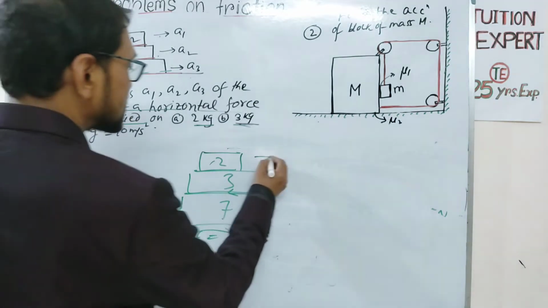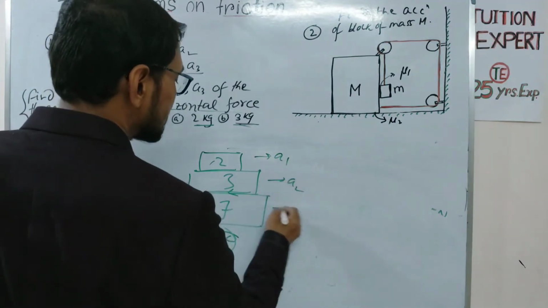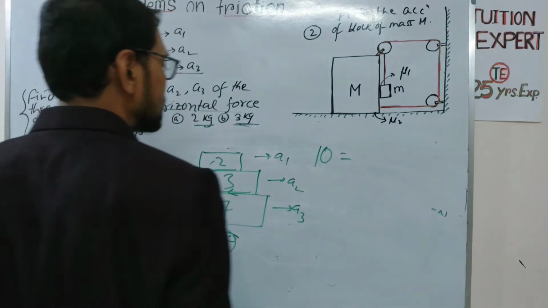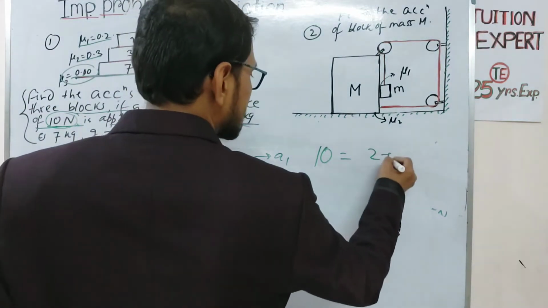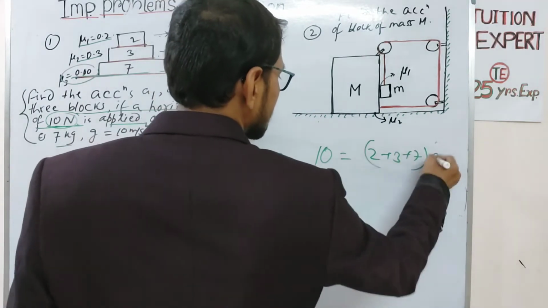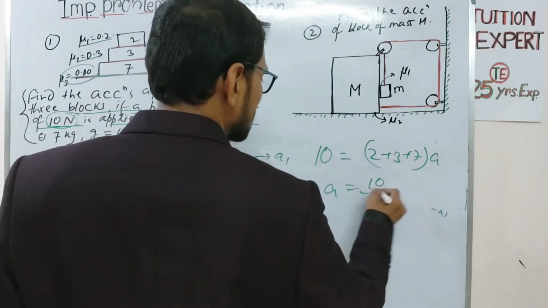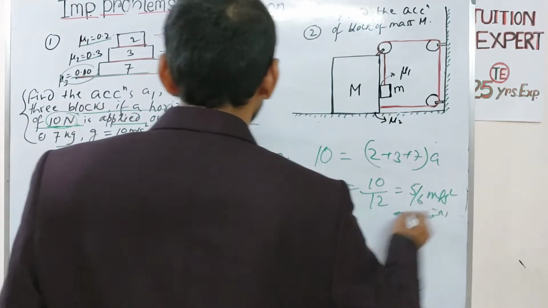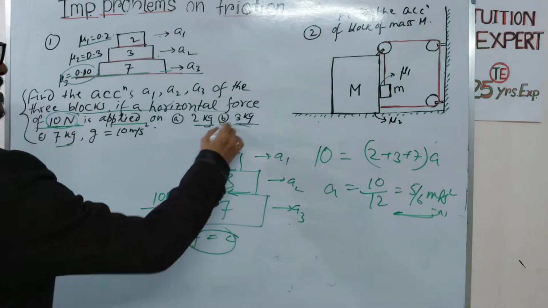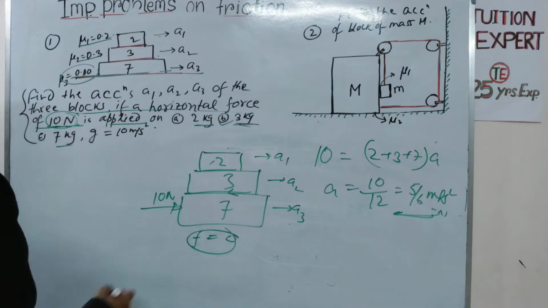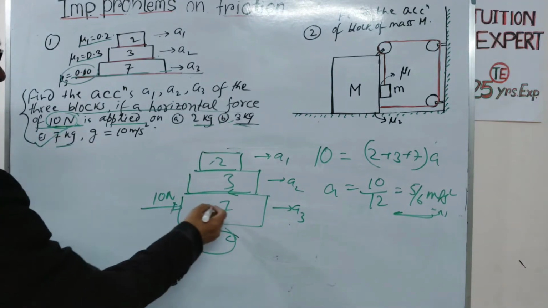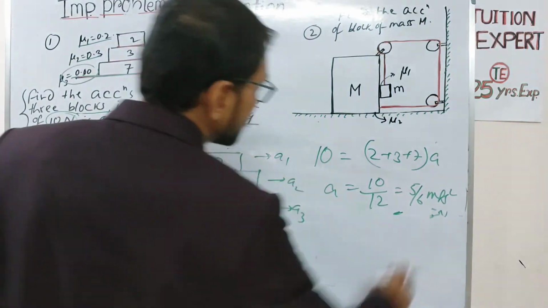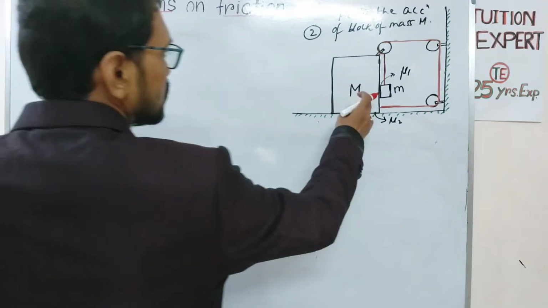So now the accelerations A1, A2, A3. So 10 equals total mass 2 plus 3 plus 7 into A, which gives A = 10 by 12, that is 5 by 6 meter per second square. So this is the answer. So for the third case, when 10 Newton acts on 7 kg, this also has the same acceleration whose value is 5 by 6. This is the answer.